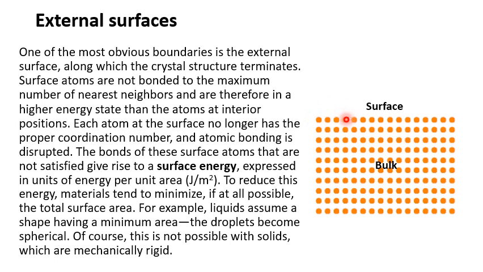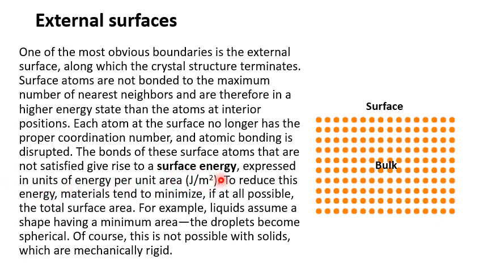For example, this atom here has no surrounding atoms from the above side, while any atom inside the material is surrounded by atoms from everywhere. This means that these atoms have a higher energy than the atoms in the bulk. This energy is called surface energy, and it is expressed in units of energy per unit area.